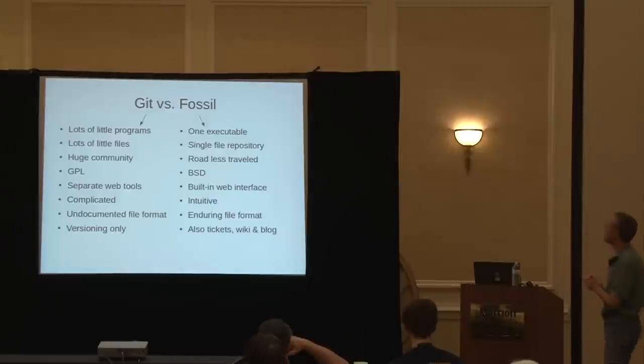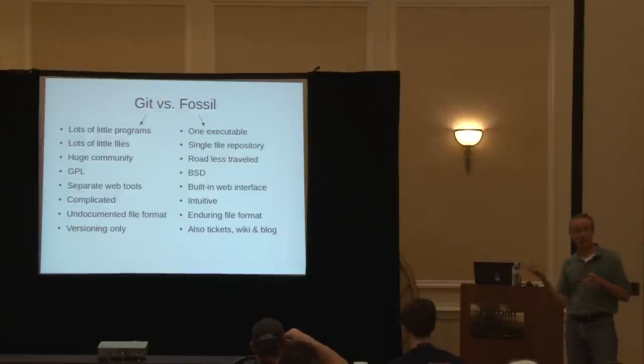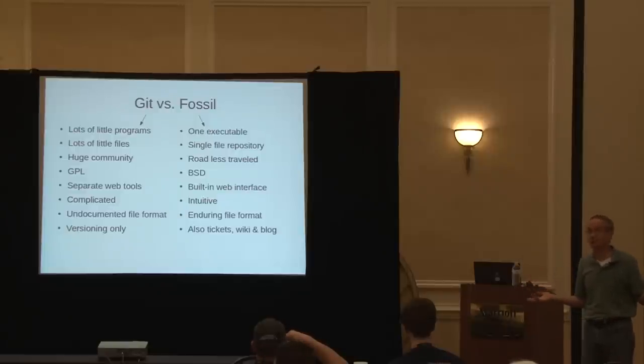GPL versus the BSD. Git, you've got the web interface tools. They're built into Fossil. Git is a little bit complicated. Everybody admits this. If you don't want to use Fossil, but you want something easier than Git, at least look at Mercurial.